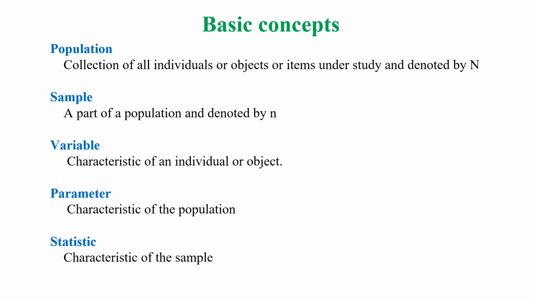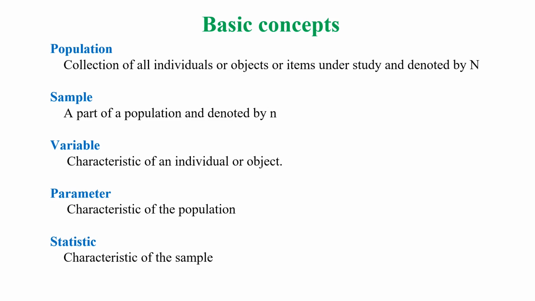It is the collective individuals or collective objects under our study. All the respondents, all the individuals, all the objects or all the items under study are called the population, which is denoted by capital N. Now, what is a sample? A sample is nothing but a part of a population, right? It's a subset of a population, which is denoted by small n.